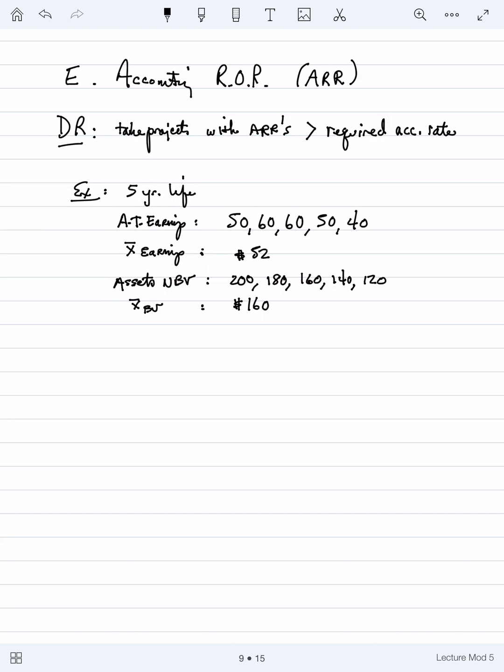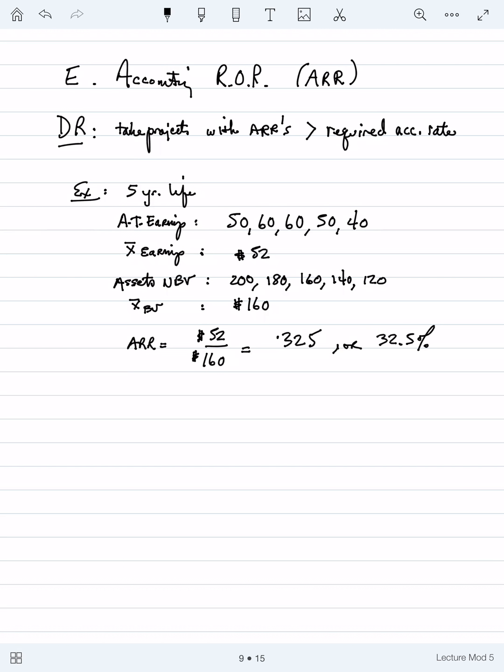So the accounting rate of return is the average earnings over the average book value. So ARR here across this 5-year project is 52 over 160. So that's 0.325, or 32.5%. Now, suppose management said that a project that is going to be greenlit has to have a 25% rate of return. And so we would say, good, this project would be accepted under such a rule.